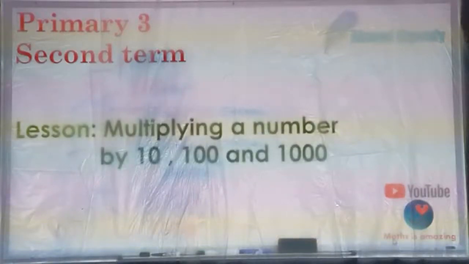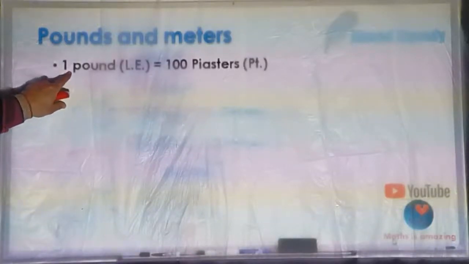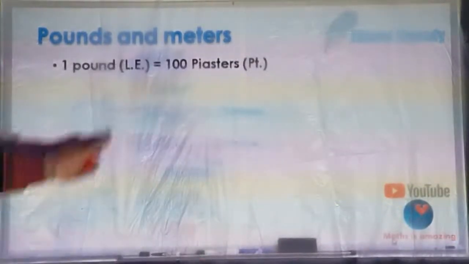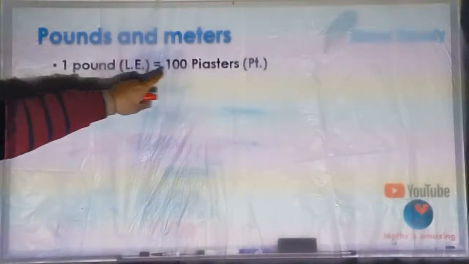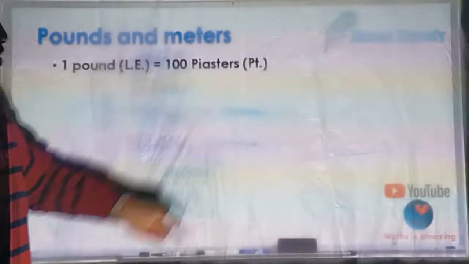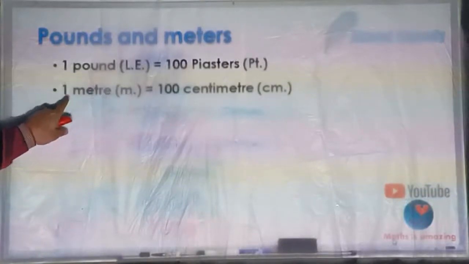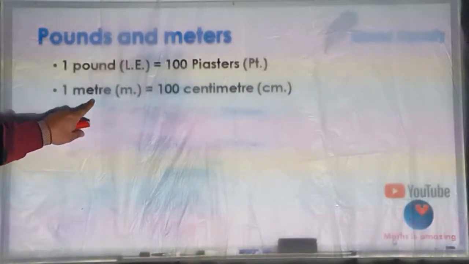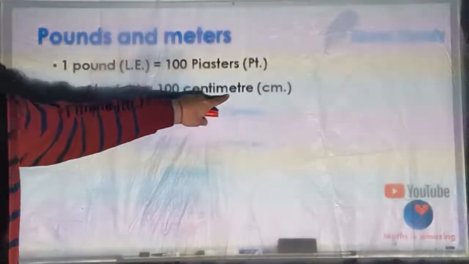Multiplying a number by 10, 100 and 1000. This is part 2. Now we will study how to make applications on multiplying by 10, 100 and 1000 in our life. We must know that 1 Egyptian pound equals 100 piastres. LE is the abbreviation of pound, and PT is the abbreviation of piastres. 1 meter equals 100 centimeters. M is the abbreviation of meter, and cm is the abbreviation of centimeter.